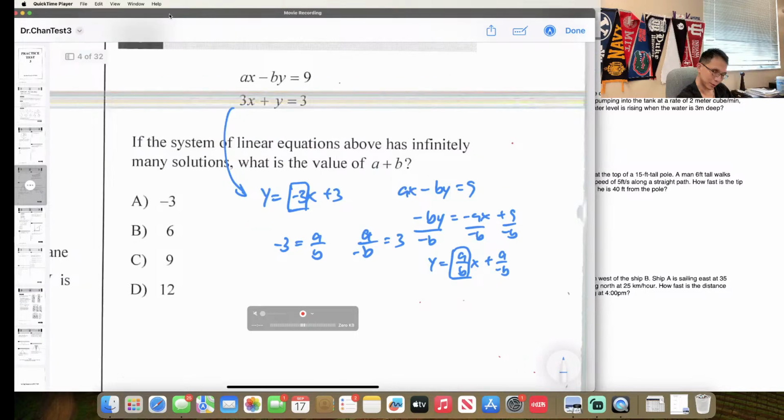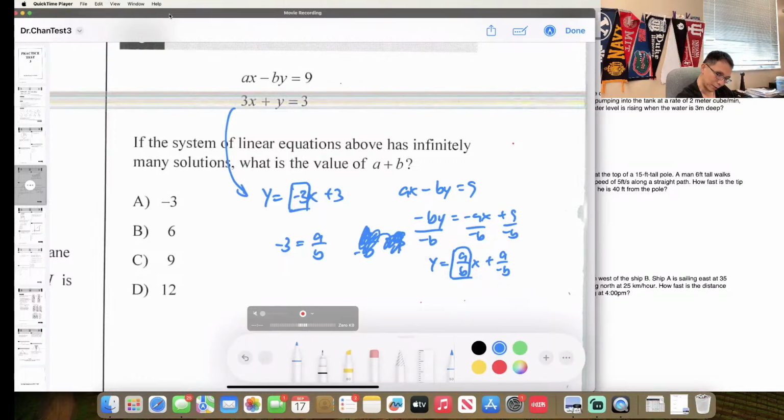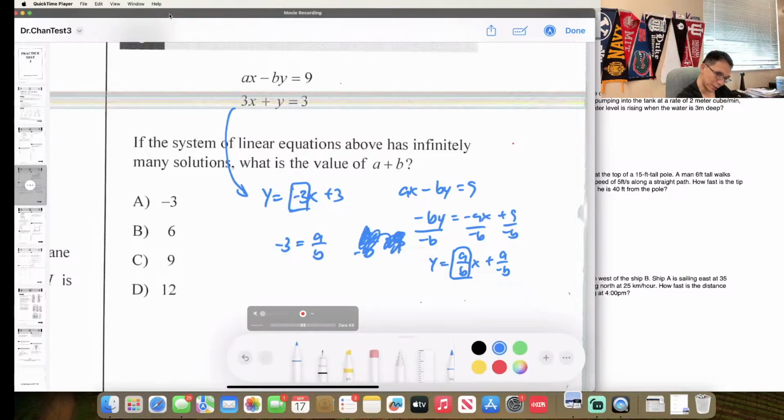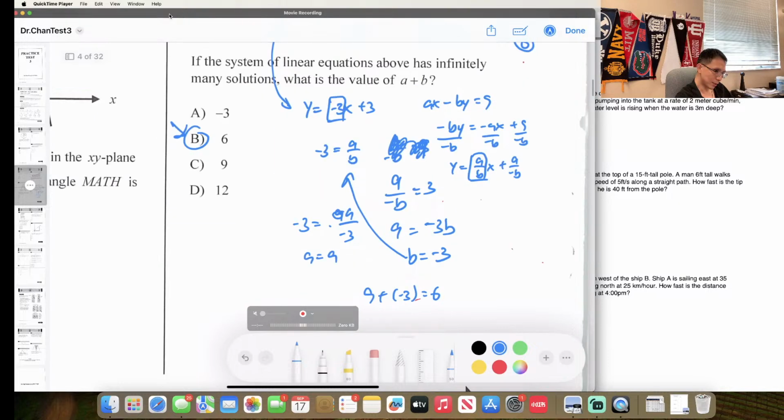Well, negative ax divided by a. So this a over b has to equal -3. So this a over b has to equal -3, and we have a 9 over -b has to equal 3. And this side is going to become matching, so it's 9, right? Does that make sense? This has to be 6. So the answer is 6.